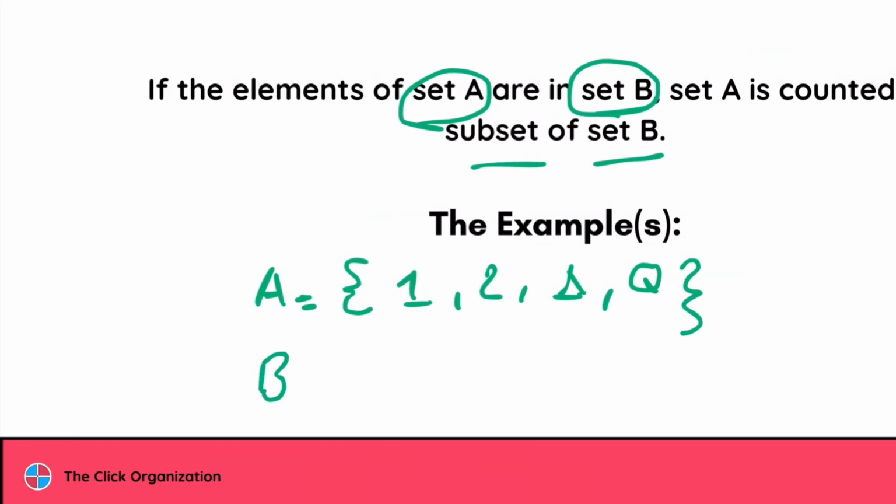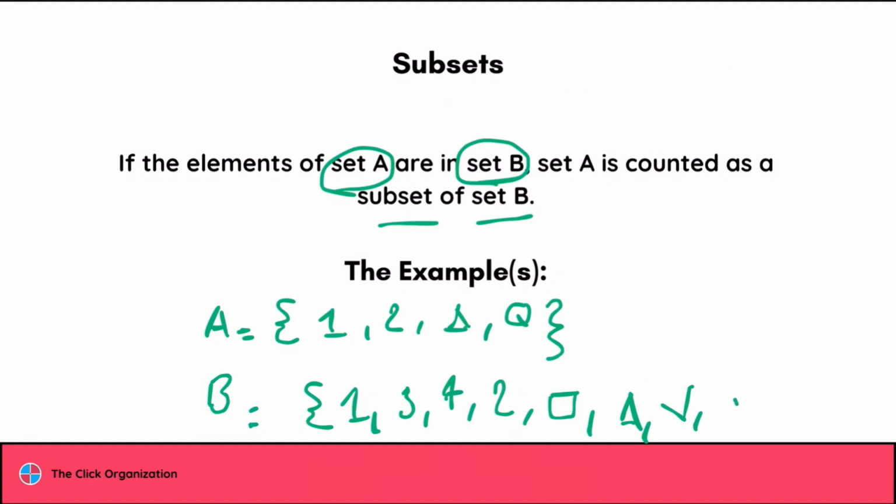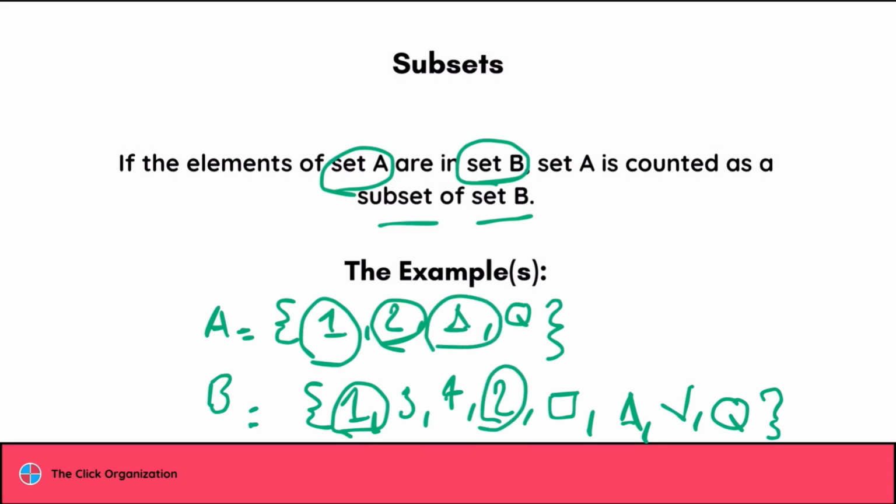And B, for example, has 1, 3, 4, 2, a square, a triangle, right? Q. So these are the elements of B. B is a much bigger set, but as I can see, A has 1, so does B. A has 2, so does B, right? A has a triangle, so does B. And also A has a Q, the letter Q, so does B.